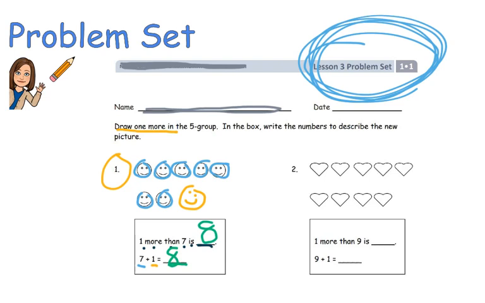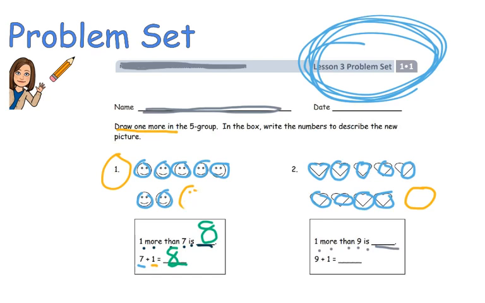All right, let's try the hearts now. So first we're going to count how many hearts. We have 1, 2, 3, 4, 5, 6, 7, 8, 9. Our directions said to draw one more, so I'm going to draw one more. Now let's read the sentence. 1 more than 9 is blank.